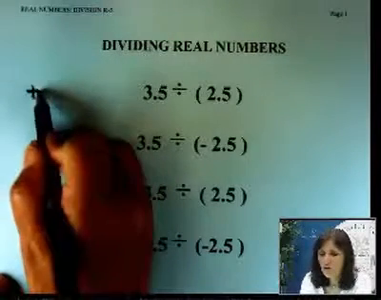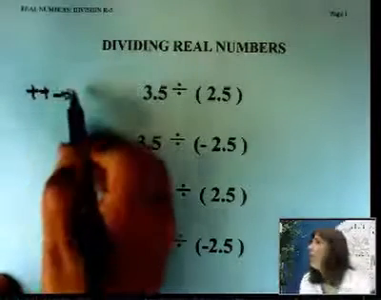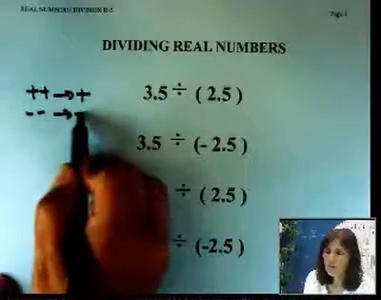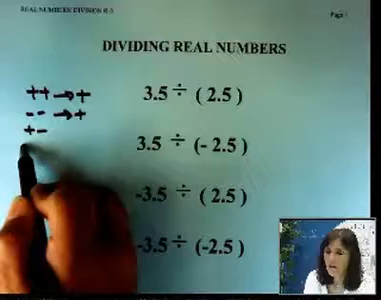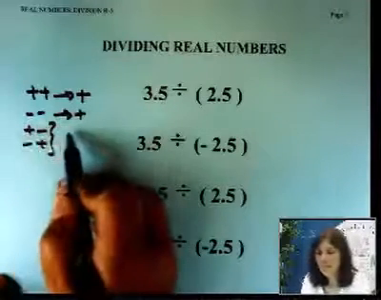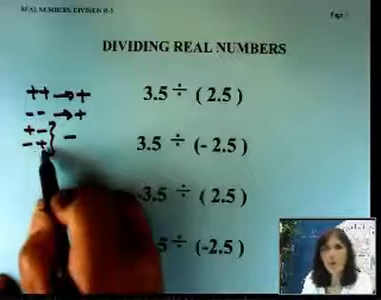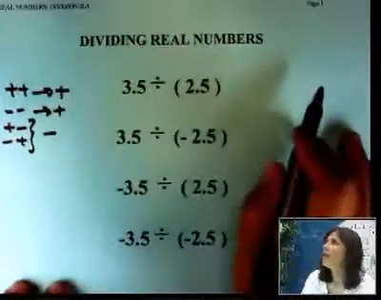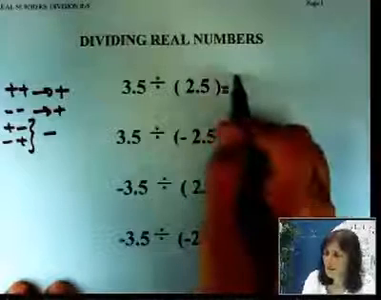So when you divide two positive numbers, you get a positive. Divide two negative numbers, you still get a positive. When you divide a positive by a negative, you get negative. Negative by a positive, you get negative. So just understand that. You can also write these guys like that.